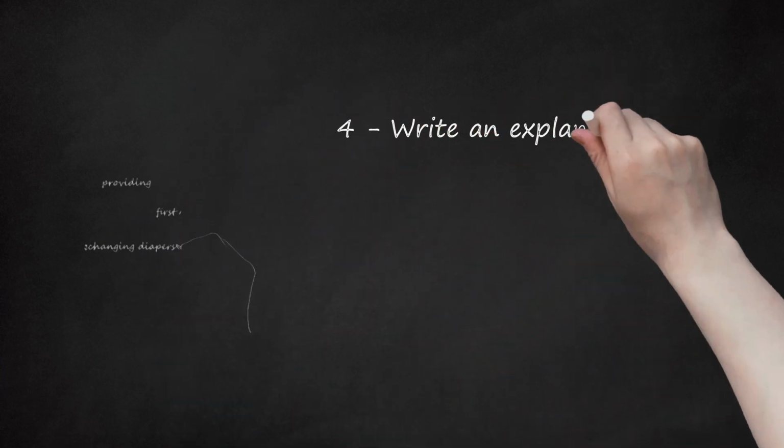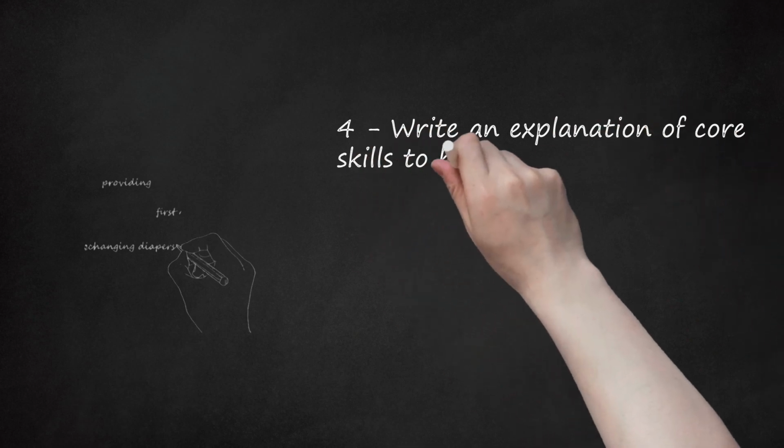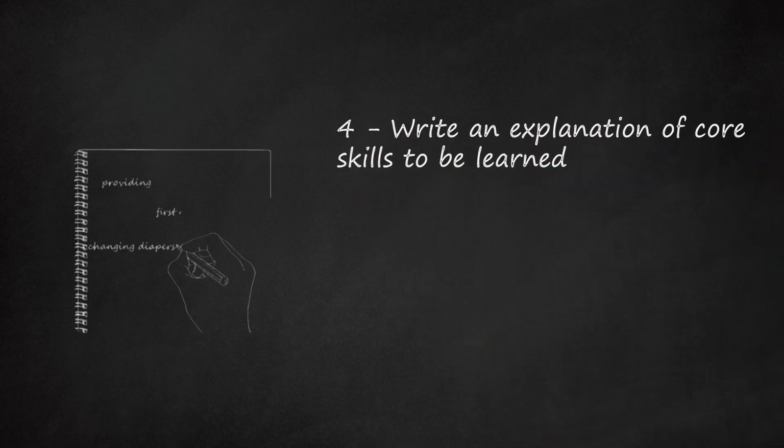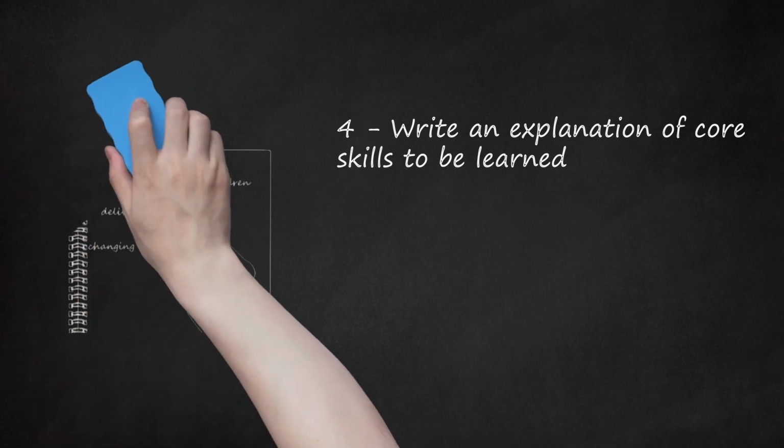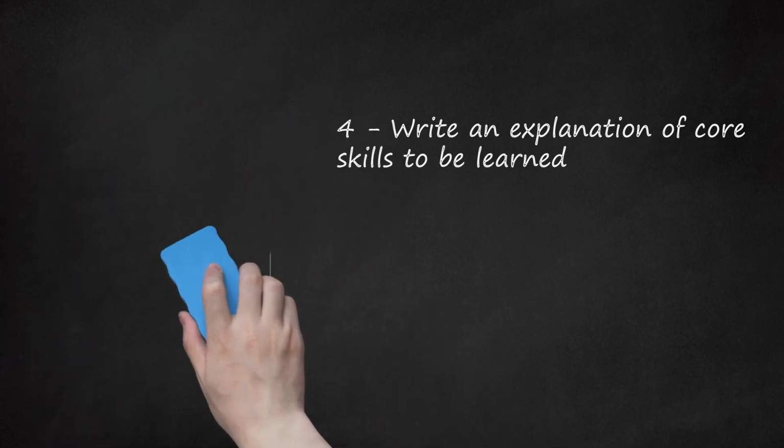4. Write an explanation of core skills to be learned. This is an overview of what class participants can expect to learn after progressing through the training materials. In a class for babysitters, for example, delivering first aid, changing diapers, providing meals for children, and handling emergencies may be the main objectives.